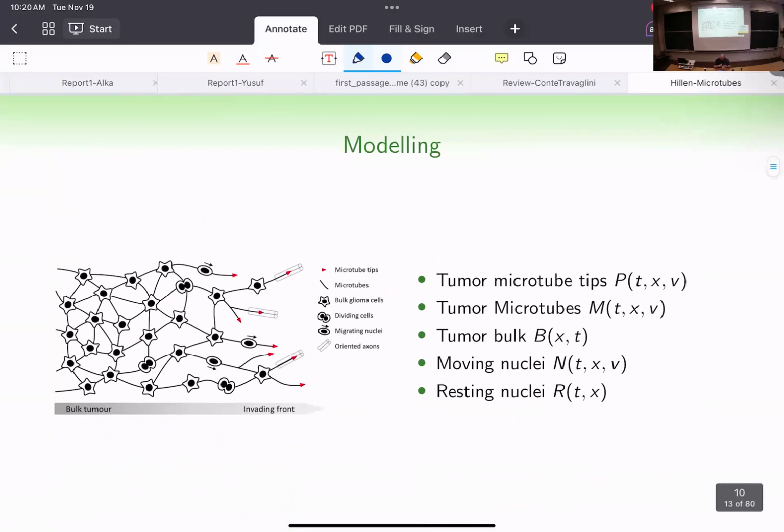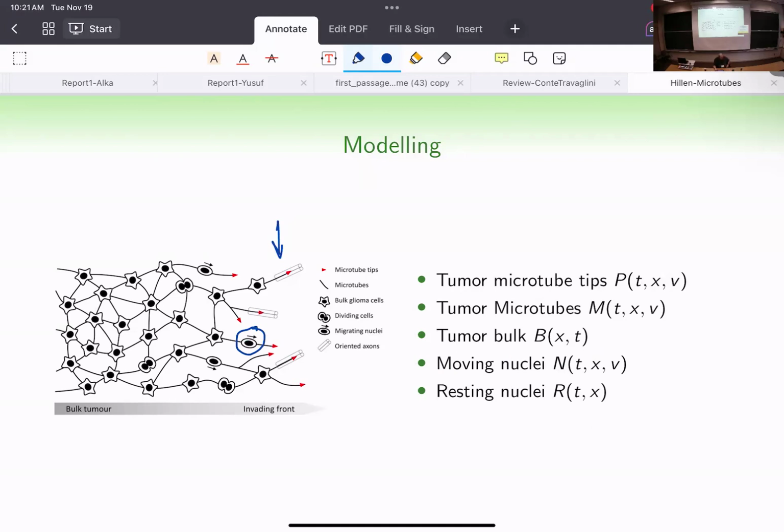Because we are interested in the spatial spread of these tumors. So after long discussions with my collaborators, which is Ryan Thiessen, Nadia Loy, and Kevin Painter, we came up with a model which has 5 ingredients. So we have tumor microtube tips, which are here indicated in red. They lead the invasion, and then they lay down the tumor microtubes, which I call M. And behind the microtubes come the bulk cells, which I call B. And on the microtubes, for example, here we have moving nuclei, which I call N, and then the resting nuclei form new cancer cells. So we started with these 5 ingredients for a model.